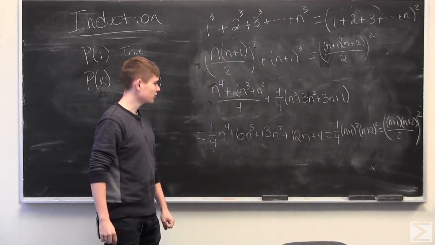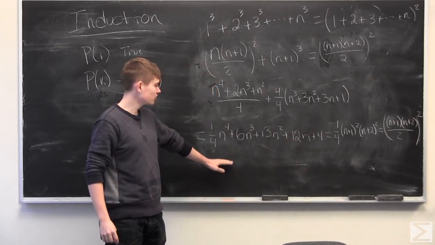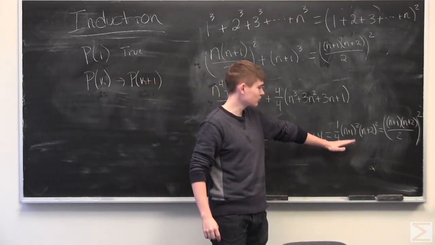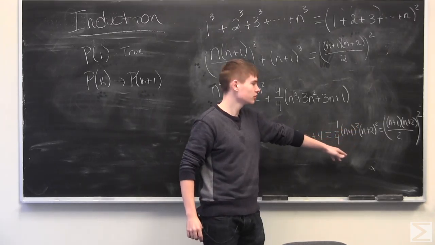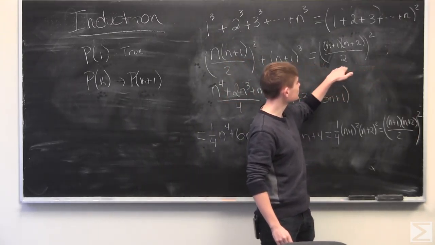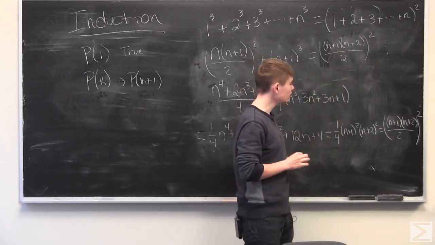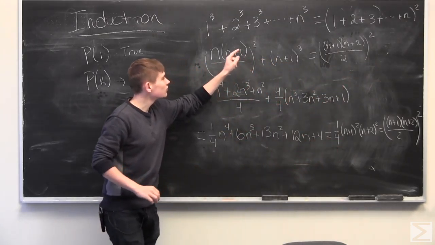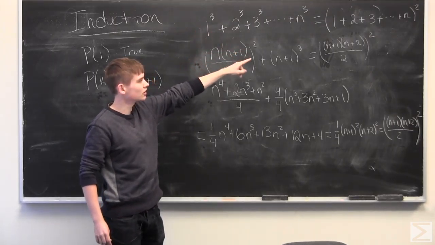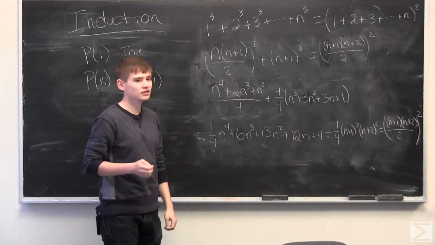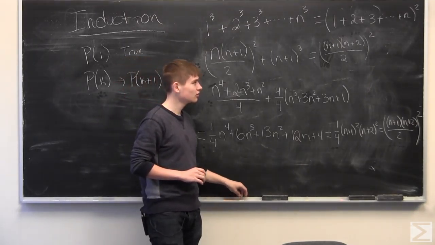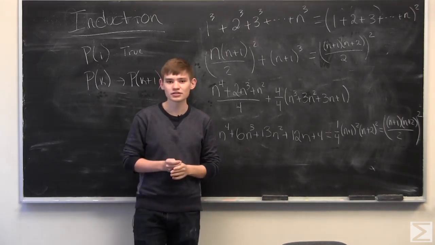I did not show the polynomial long division, but if you do it, you will end up with a quarter times n plus 1 squared times n plus 2 squared, which is just this, which is the same as the right-hand side. And therefore, we've shown that if you sum the cubes of the natural numbers, you get the square of the sum of the natural numbers. And that is this video on induction.